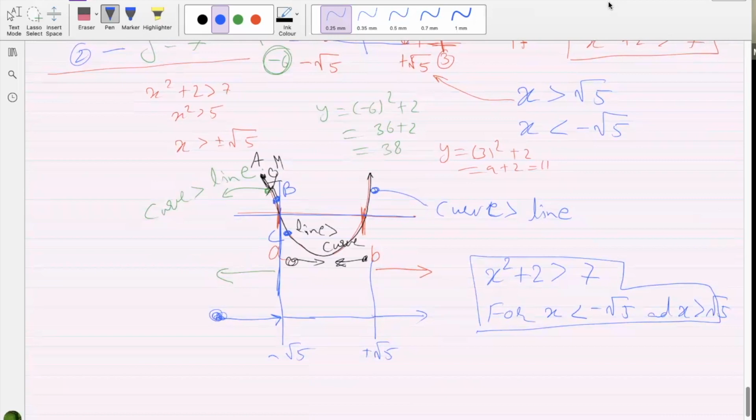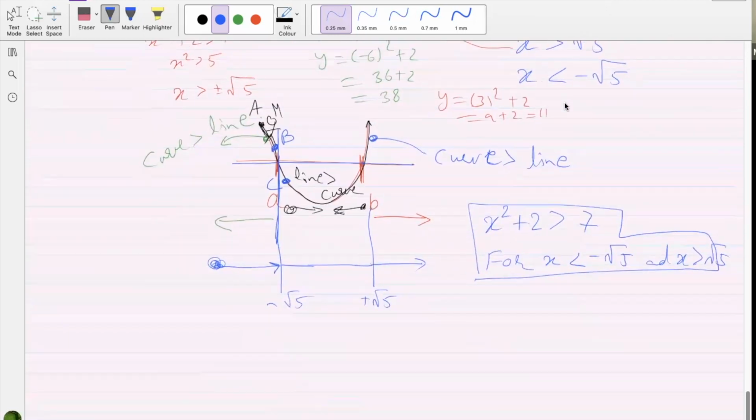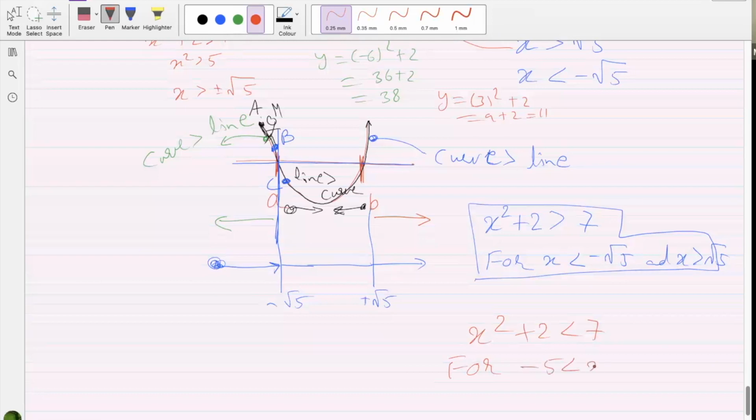If we change the demand of the question, if we say x square plus 2 is less than 7, then we will say for negative square root 5 is less than x is less than square root 5. Is this condition clear? Yes, sir.